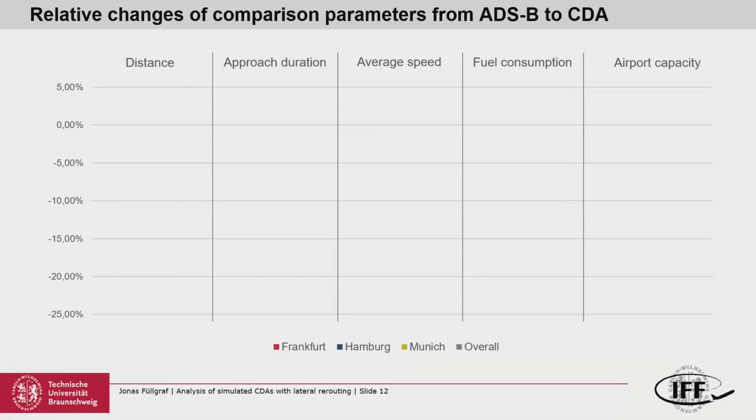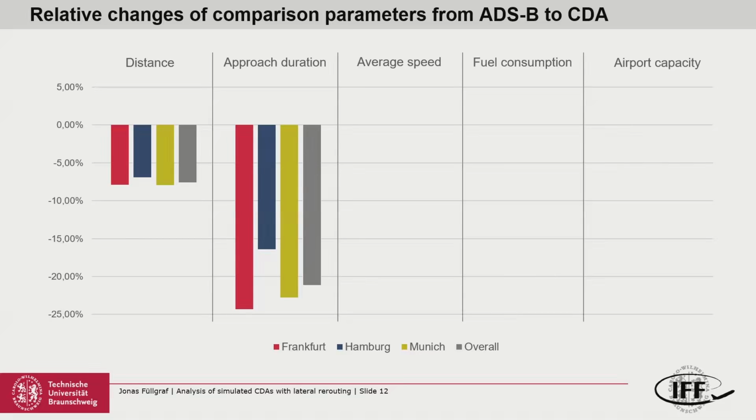On this slide, the relative changes of some comparison parameters from ADS-B to CDA trajectories is presented. Each category shows the 3 airports and an average of the values. So let's start with the distance. On average, the calculated CDA trajectories are about 7% shorter than the ADS-B trajectories. Moreover, the approach duration is also shorter. The maximum saving here was detected at the airport of Frankfurt.